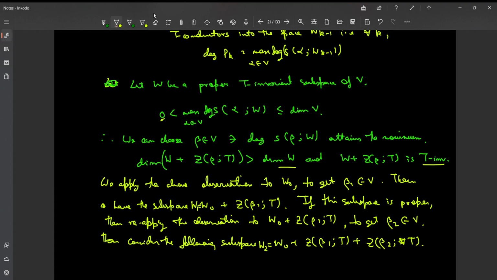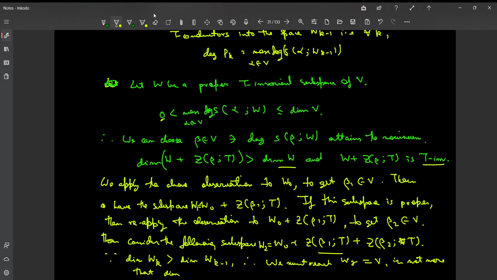or rather let me write it in this way, that since the dimension of Wk, obviously Wk can be recursively defined in this form, right? And that is also what is given in the statement of step 1. So since the dimension of Wk is greater than the dimension of W k minus 1, therefore we must reach some Wr which is equal to V in not more than dimension V steps, right?